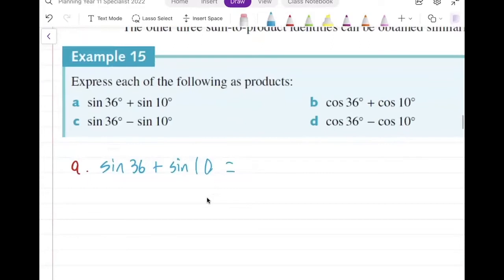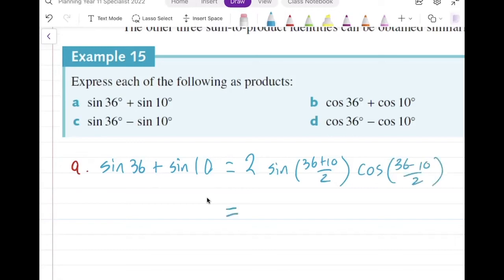So if I have this, normally my rule is a half sine A plus B plus sine A minus B. So this time it's going to be 2 outside of sine. It's going to be 36 plus 10 divided by 2, cos 36 minus 10 divided by 2. If I go ahead and solve that, that's going to be 2 sine of 46 divided by 2, it's going to be sine of 23 degrees, cos of 13 degrees. A nice thing to note, if I did have exact values in here, then I could use exact values to simplify my answer, but in this case, I don't. So I'm going to leave my answer as such.